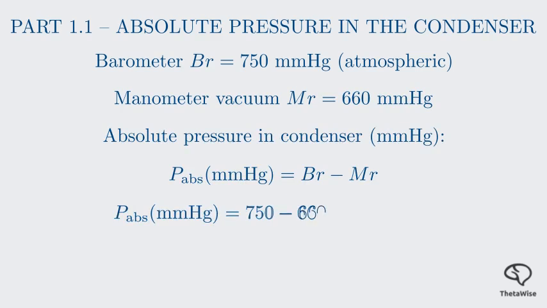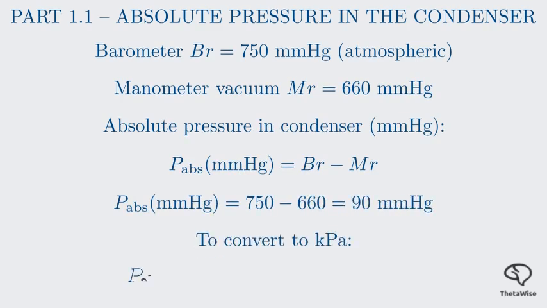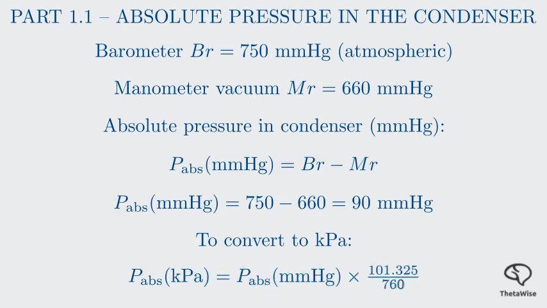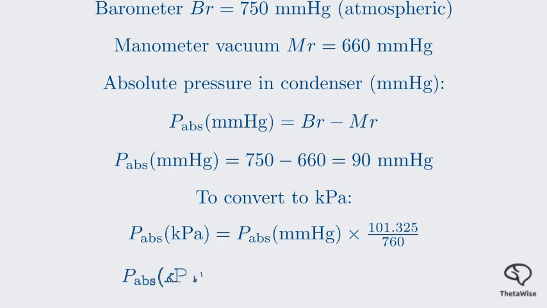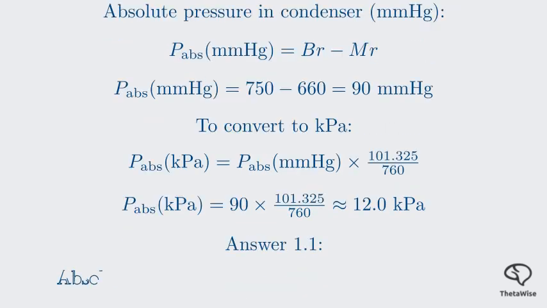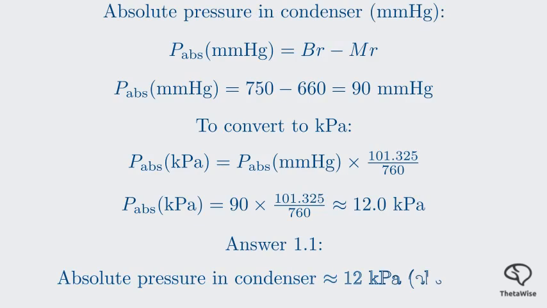750 minus 660 equals 90 millimeters of mercury. The question asks for the absolute pressure in the condenser, which is 90 mmHg. Now let's convert this to kilopascals. We use the conversion factor that 760 millimeters of mercury is equivalent to 101.325 kilopascals. So 90 times the ratio 101.325 over 760 gives us approximately 12 kilopascals. This is the absolute pressure inside the condenser.